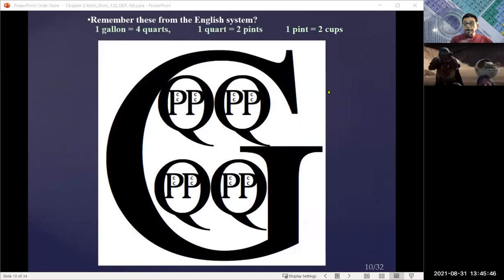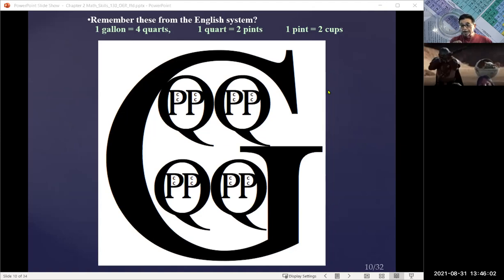All right, now this is for English units. We got the letter G, the big G here, right? Just kind of help you out to remember, because I always had trouble with how many pints, quarts, and so on. Well, maybe this picture will help you out.